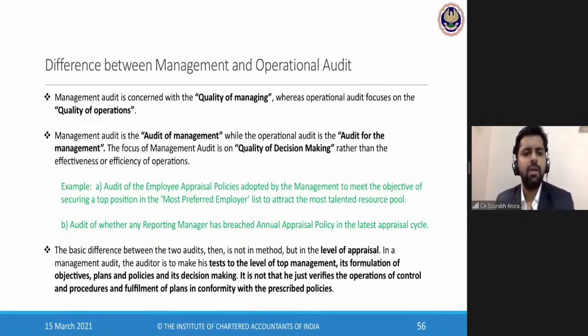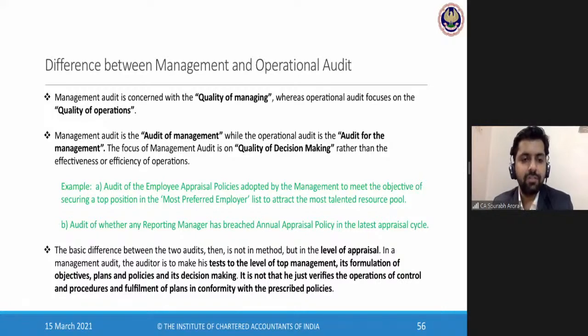So, for example, audit of the employee appraisal policies adopted by the management to meet the objective of securing a top position in the most preferred employer list to attract the most talented resource pool. So you might be asked to audit the employee appraisal policies, because that is the management's decision to be the most preferred employer. And the second example could be audit of whether any reporting manager has breached annual appraisal policy in the latest appraisal cycle.